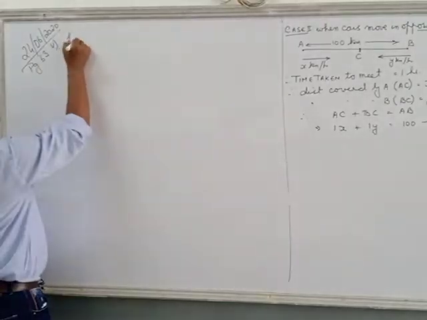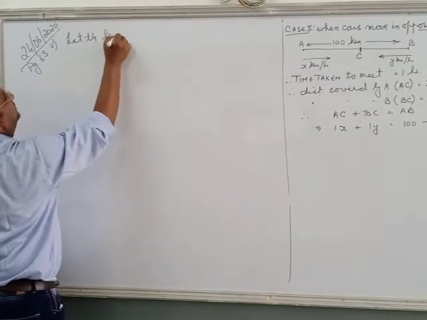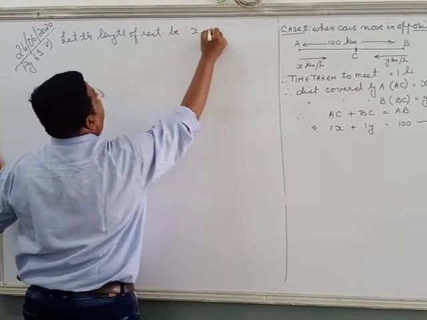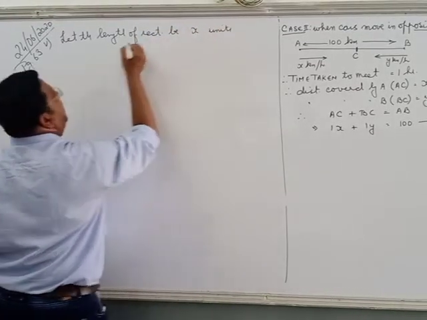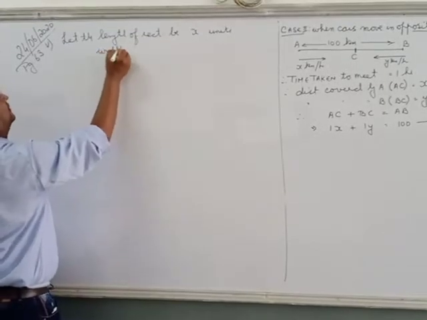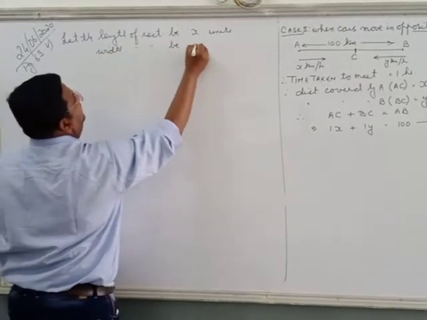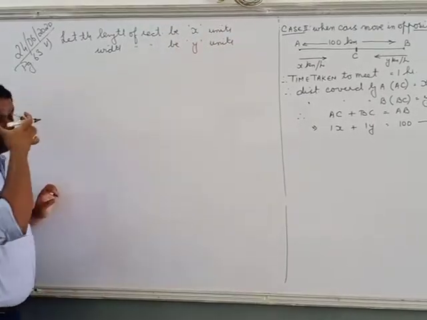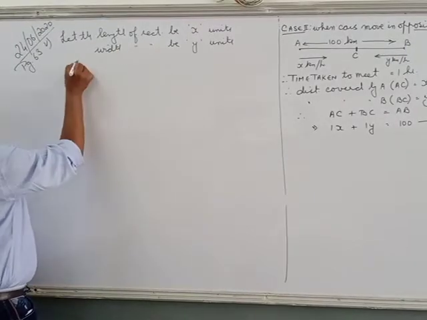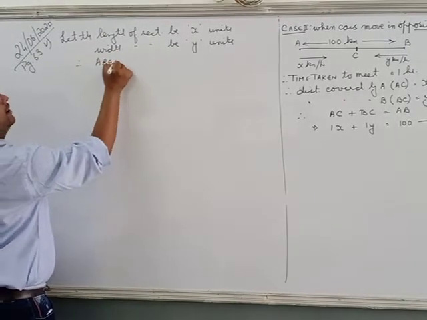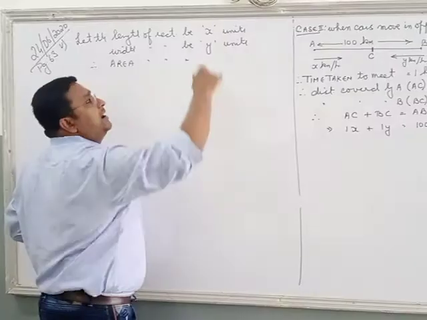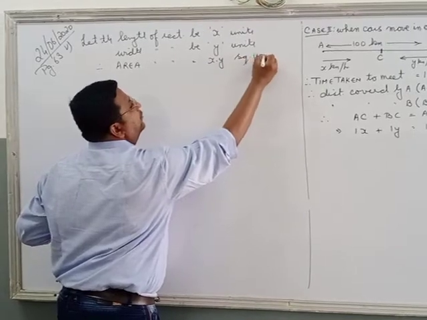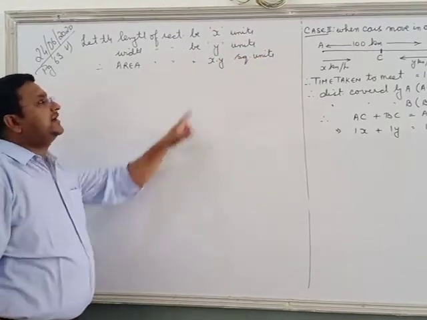Fifth part, let the length of the rectangle be x units and the width of the rectangle be y units. Agreed? So therefore the area of the rectangle, what is the formula? Length into breadth, x into y square units. I hope it is clear.